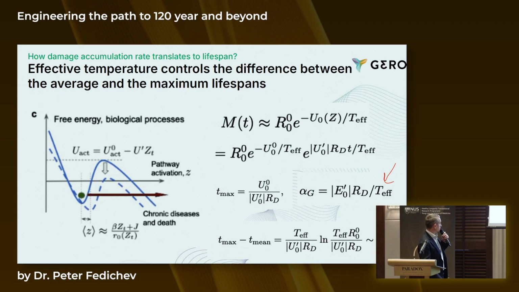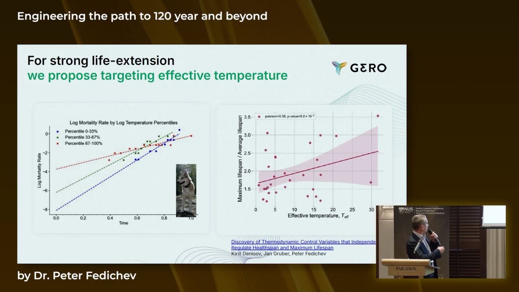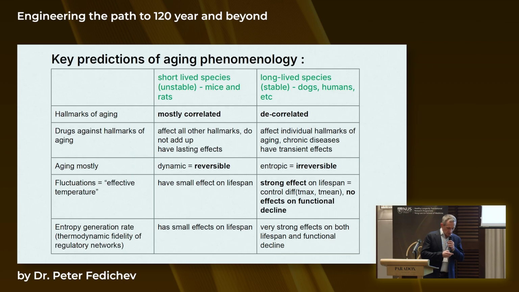Yeah, I'm getting out of that quickly. So we were able to show that we can measure this temperature in dogs. You can see this is mortality as a function of age. You can see that the Gompertz exponent is indeed inversely proportional to the temperature, and the difference between the maximum and the average lifespan does depend on the effective temperature across mammals. That basically brings me to my last slide. This is aging phenomenology. So see how long we could go without even starting talking about biology, by the way. There was almost nothing here about biology.